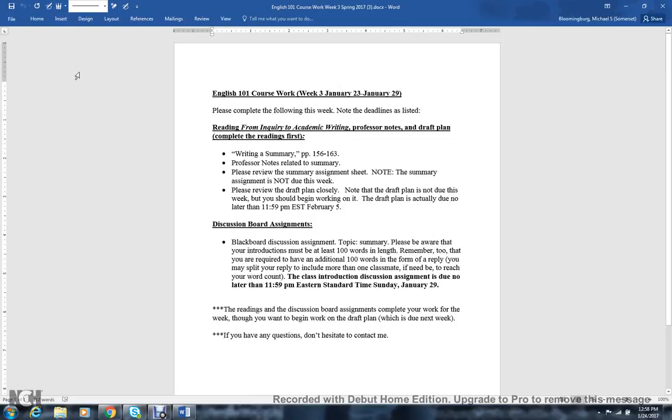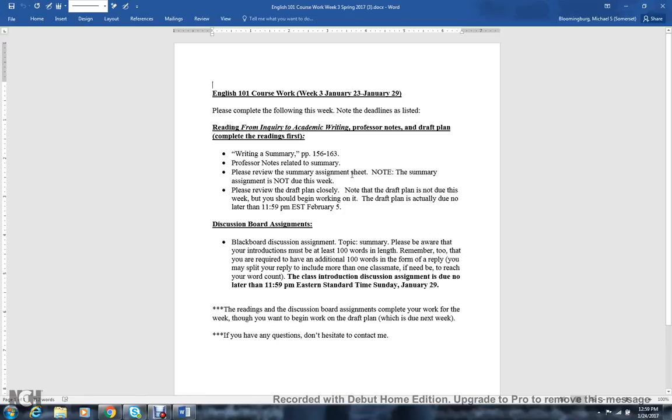So just taking a look at what's due this week. First of all, you always begin with the readings, and you have a reading from the Inquiry Academic Writing book. Also, I've recommended that you read through my notes and the draft plan as well. I did not put them in the title of the assignment sheet, but they are listed in the bullet points. To start, we're going to look at writing a summary, pages 156 to 163. You'll find some good information there. I'll pull up the notes in just a minute. We'll take a look at those once you finish the reading.